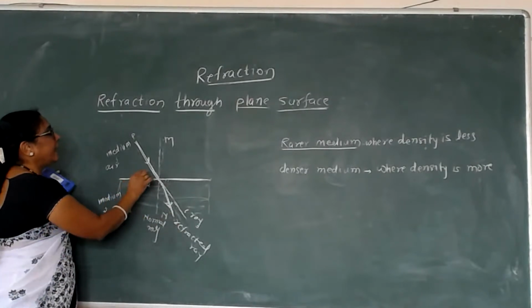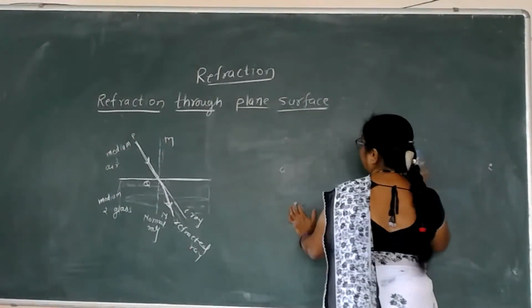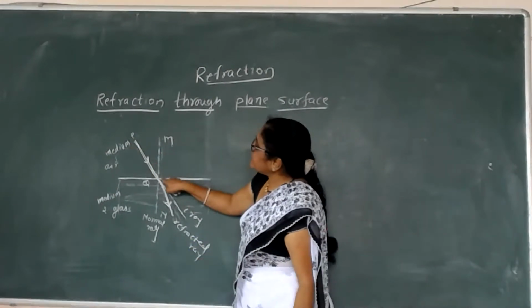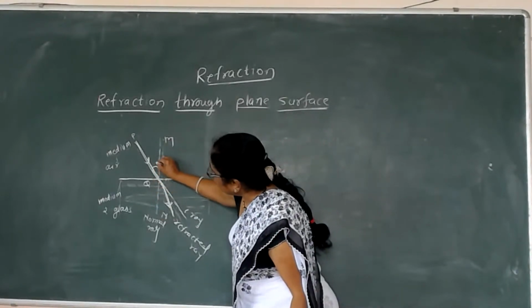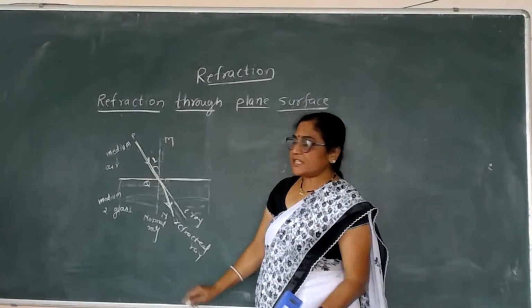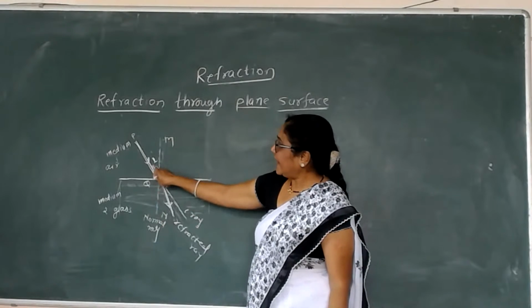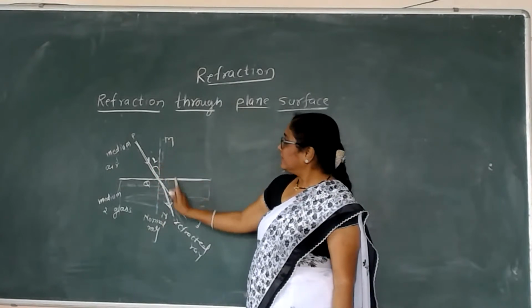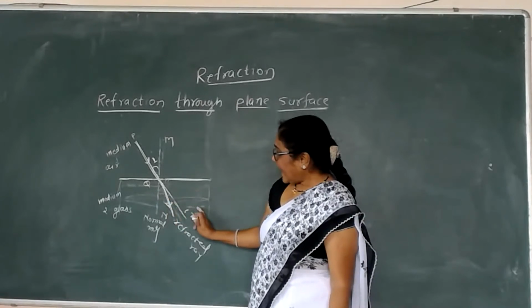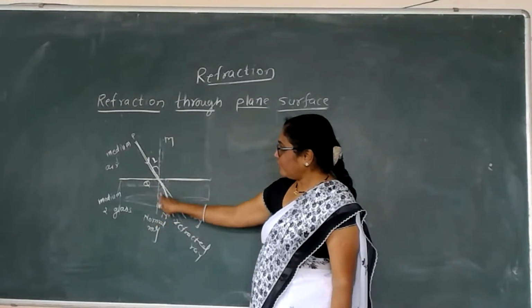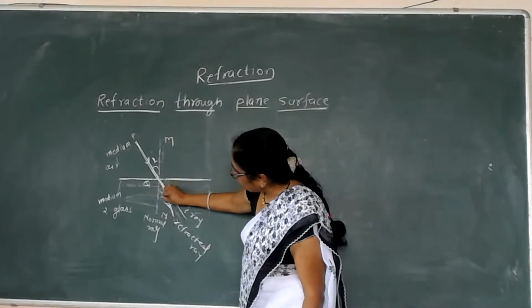Here there are angles which are found. The angle between the incident ray and the normal ray is known as the angle of incidence. The angle between the normal ray and the refracted ray is known as the angle of refraction.